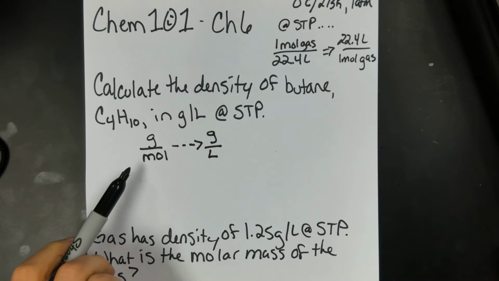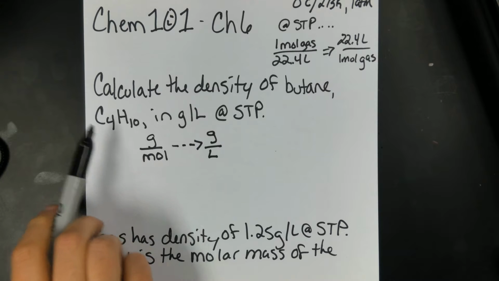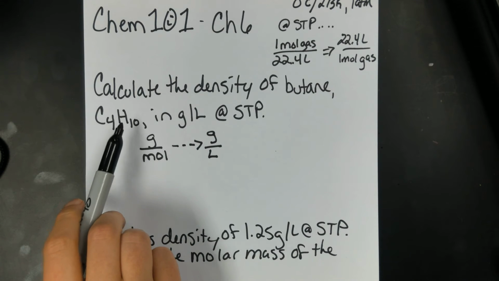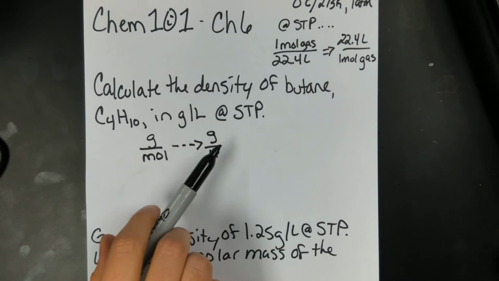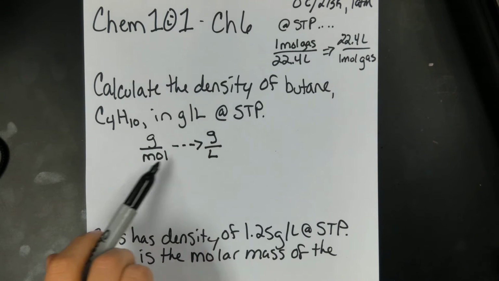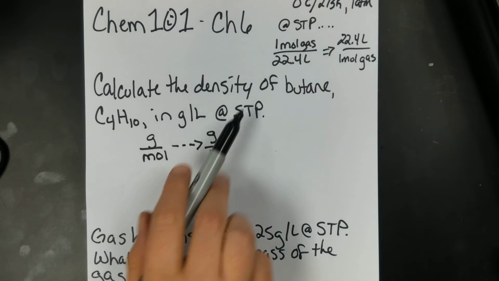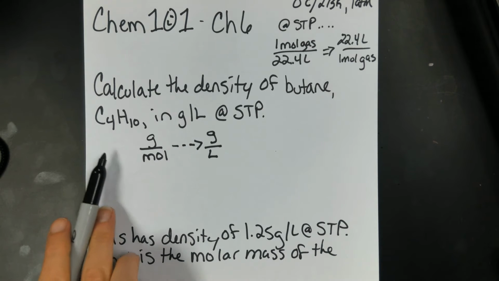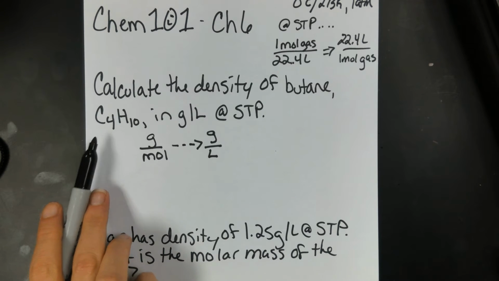So this is my given unit. Is it given really? Sort of, in a roundabout way, because they give me a molecular formula and a periodic table. And then I need to just turn it into these units. So grams are fine, but what can I use to convert moles to liters? This conversion up here. So let's start by calculating the molar mass of butane.